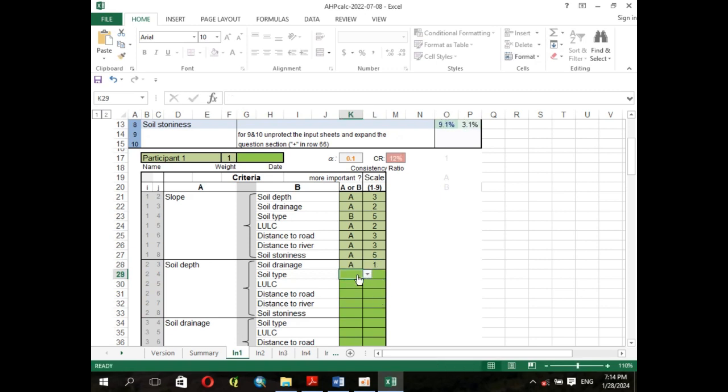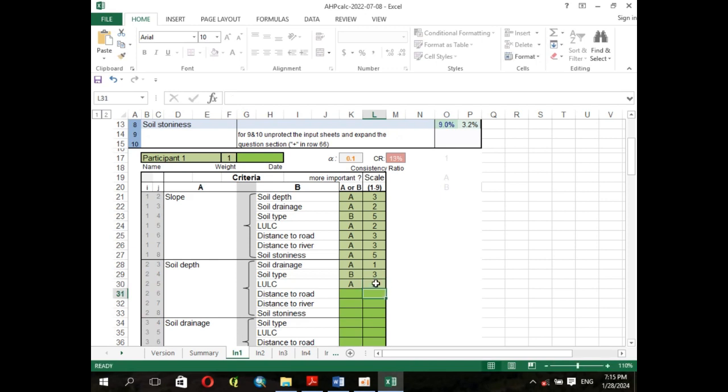Yeah, equal importance. And the soil depth with soil type. Yeah, B is greater, but more equally important, or let me increase this one. Yeah, no influence. The soil depth with the land use, soil depth is important, and the soil depth with value of, let me give 3. It is now increasing. Let me use 5. You see it is automatically increasing.